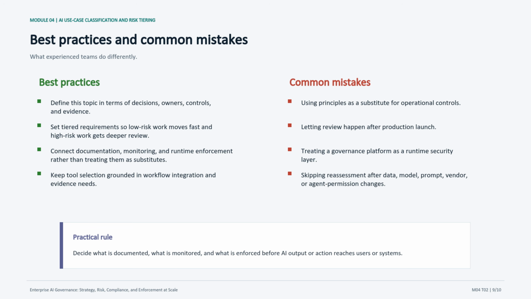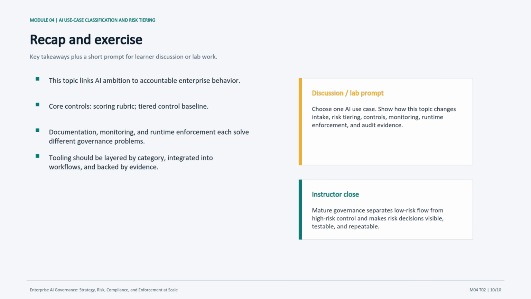That sets up the recap. We are going to pull the key ideas together and turn them into a short discussion or lab prompt. To close this deck, I would bring the class back to the central message: risk scoring by business impact, data sensitivity, and user exposure links AI ambition to accountable enterprise behavior. It is not separate from delivery, it is how delivery becomes safe, compliant, and repeatable.